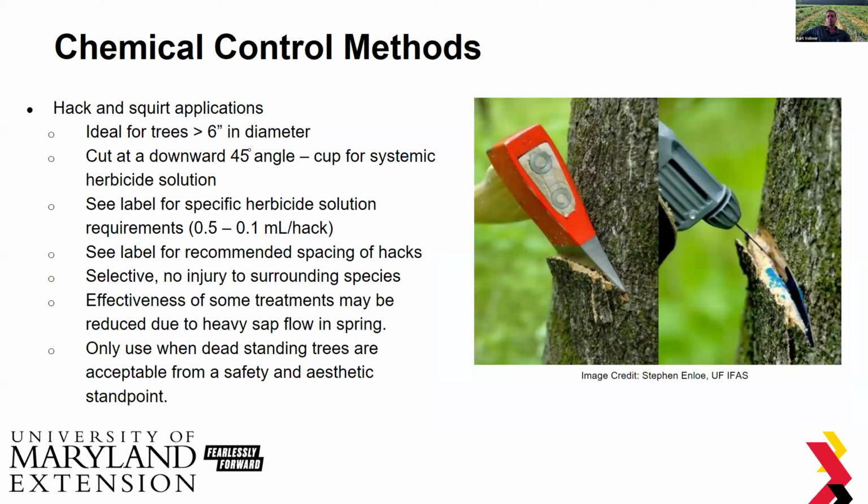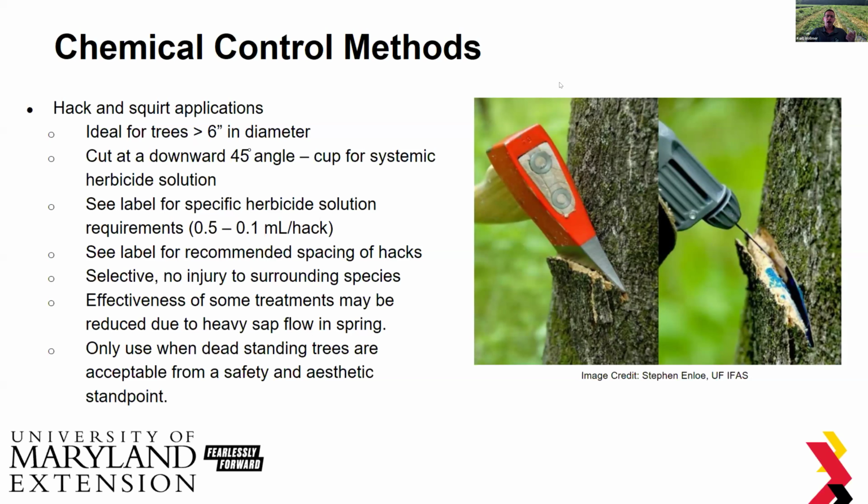In addition to basal bark, there's also the hack and squirt tactic. And this is ideal for larger trees that are greater than 6 inches diameter. Basically, with your hack and squirt tactic, you're going to take an axe or a machete, some type of cutting tool, and cut downward at a 45-degree angle. What this does is make a cup for a herbicide solution. Now, for all herbicides you intend to use, I always consult the label for particular product rate. In general, for hack and squirt applications, a herbicide is going to be about 0.5 to about 0.1 milliliters per hack.